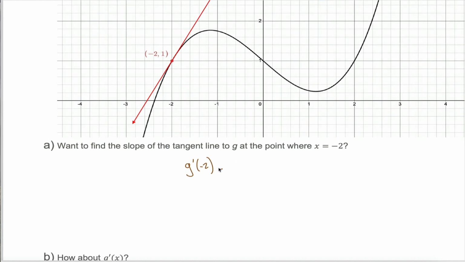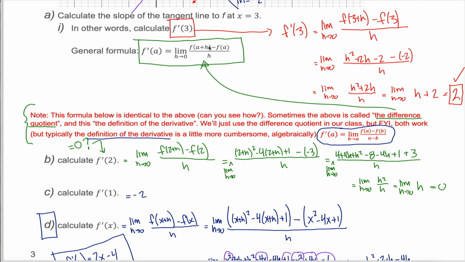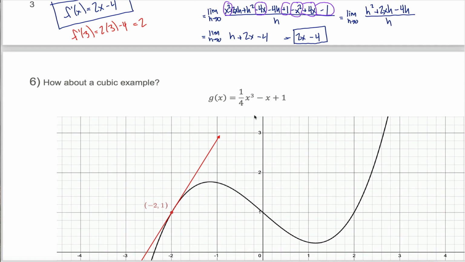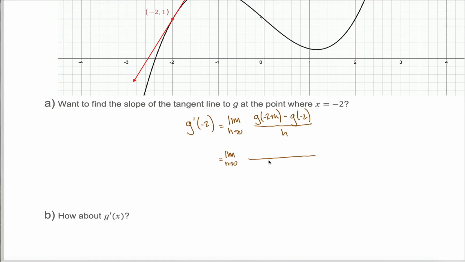To figure out g prime of -2, what I want to do is take the limit as h approaches 0 of g of a plus h minus g of a divided by h, where playing the role of a is the number -2. So the limit as h approaches 0 of g of -2 plus h minus g of -2 divided by h. To figure out g of -2 plus h, you come up here and change all the x's into -2 plus h's, and then you can put that output right here.